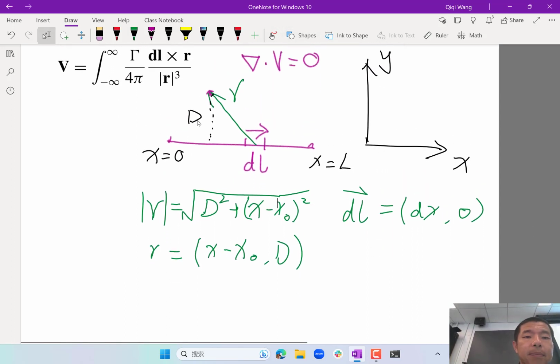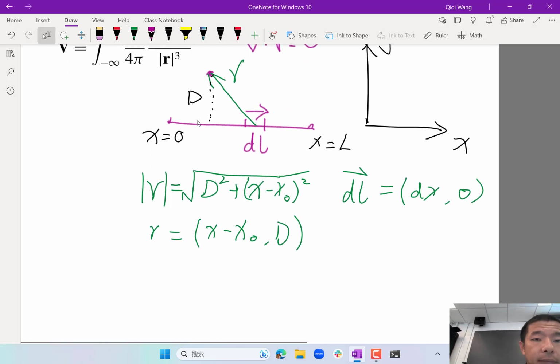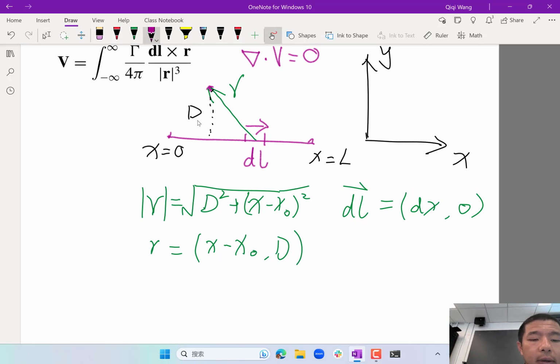Now, first of all, let's compute what is the numerator. So what is dl? What is dl cross with r? Okay, so first of all, we see that dl is completely aligned with the x direction, right? So the x component of r actually does not matter at all. The only contribution from this cross product is going to exist in the z component.